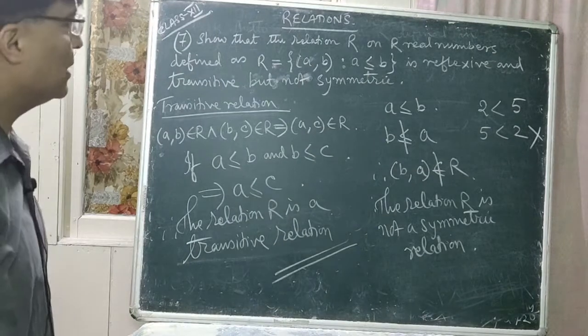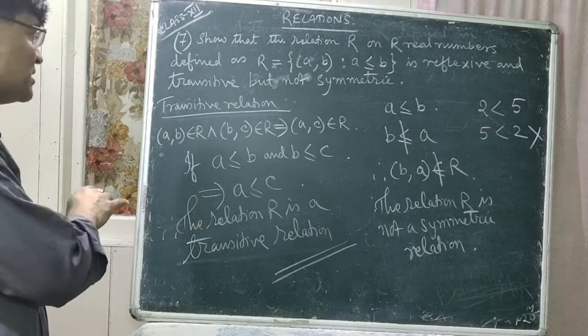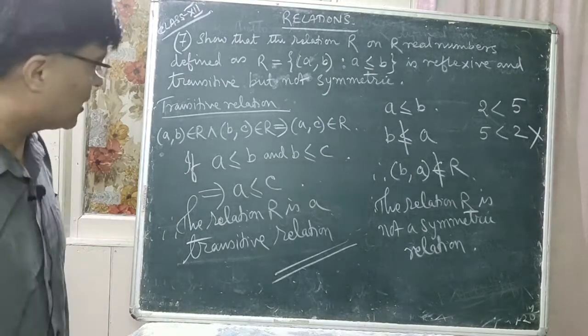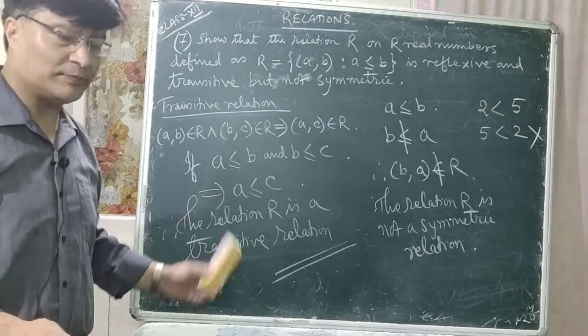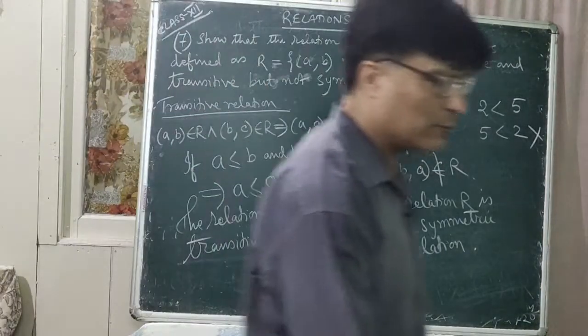So we have proved that the given relation R is reflexive and transitive but not symmetric. Is that clear now? So you can copy it. Now we'll do the next problem.